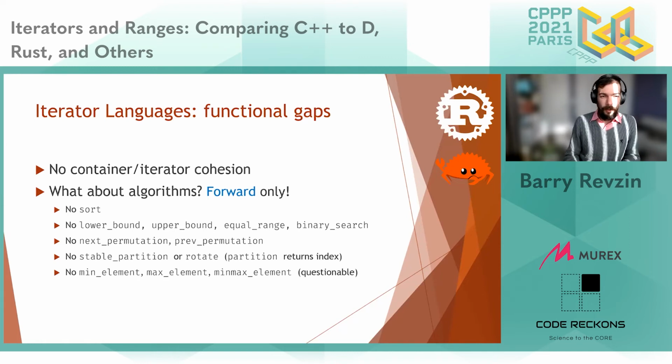I suppose you could sort of write a min element and a max element, but these are highly questionable algorithms, and they don't really make sense to provide since iterators consume elements as they go. These wouldn't be very useful.